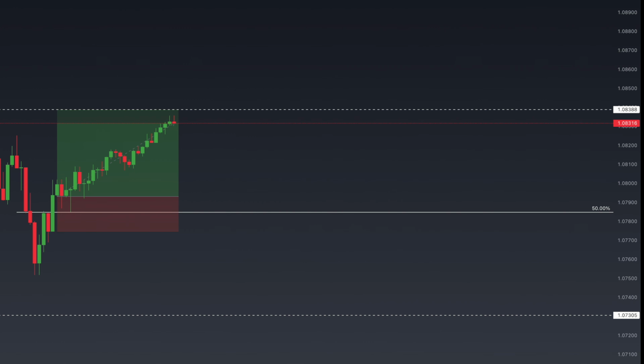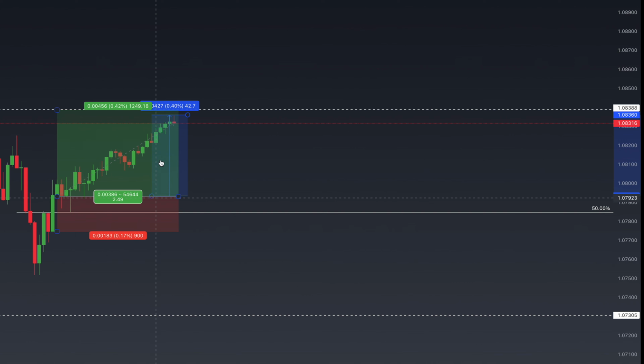The goal is to ride up to the top over here. And there you go, folks. Though a little bit of stress from a little bit of underwater, you can see it perfectly back tested the 50% mark, and what was a 27 pip win down here is followed now by a 42 pip win after that.